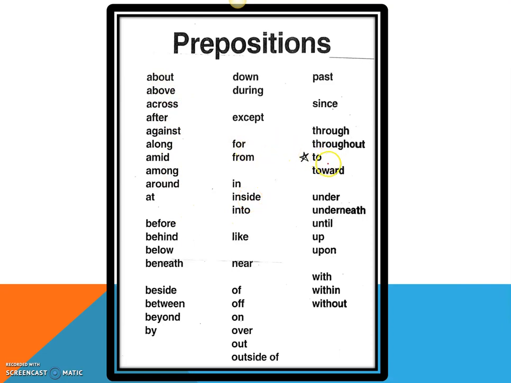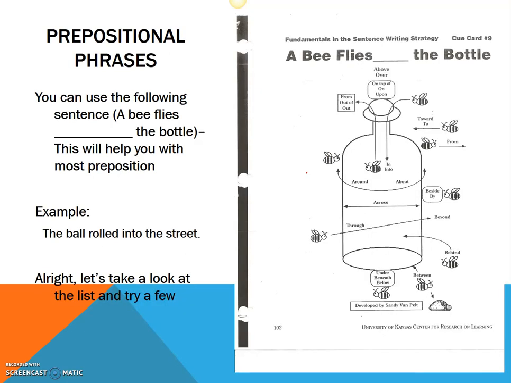Now, right here, this should be signaling an alarm in your head because we just said that "to" plus an action word is an infinitive. Well, if we have "to" plus a noun, we have a preposition. So we need to be careful of the word "to." So for prepositions, here's a little diagram that can help you find most prepositions. If you can fit the word in this blank and it makes sense, you have yourself a preposition.